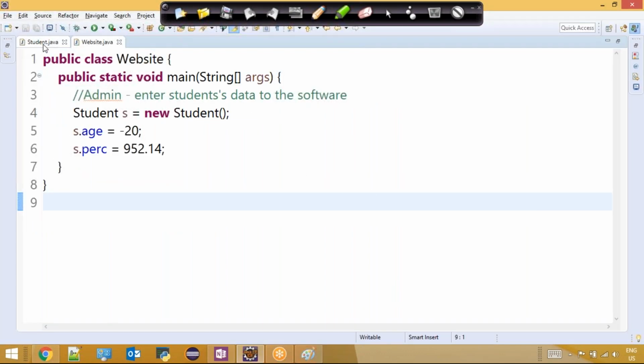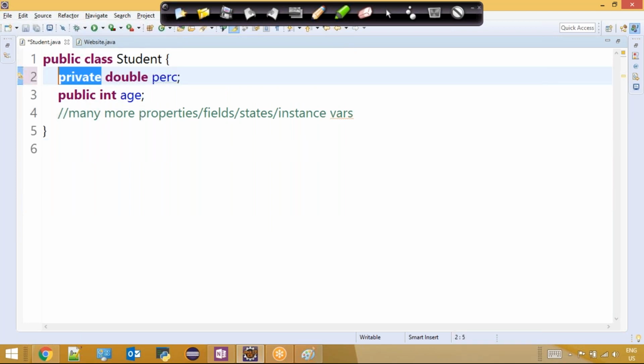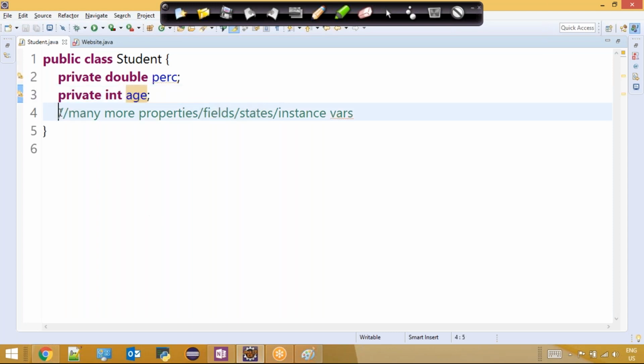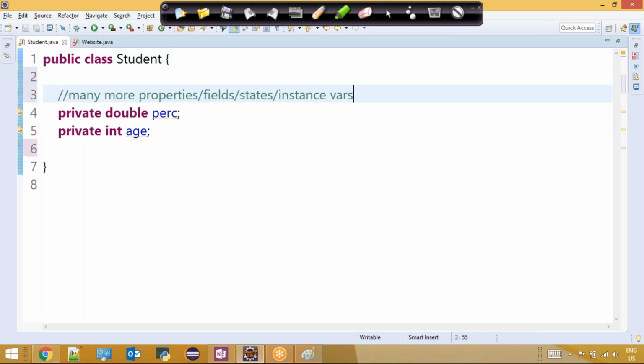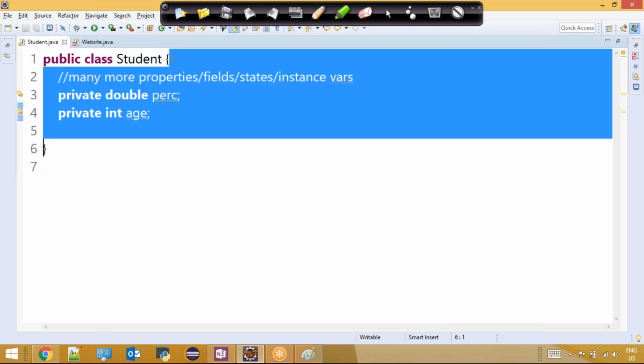Now, how to do it? It's very simple. Go to the student class. Instead of making it public, make it private. This is the first step. Make the data members private. Now observe. Since you made the data member private, it can only be accessed within the class and you cannot access it outside the class.